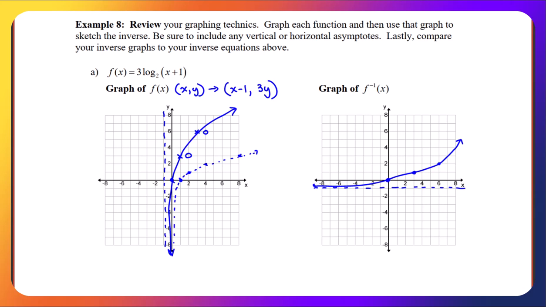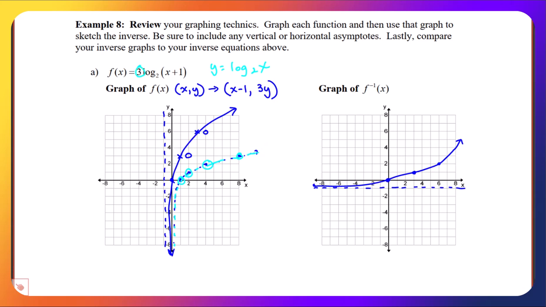Okay, so let's graph these. Our base function is y equals log base 2 of x. There's our point 1, 0, and our point 2, 1. The exponent of 2 that gives us 4 is 2. The exponent of 2 that gives us 8 is 3. We can get lots of points for this one. And here's our basic graph.